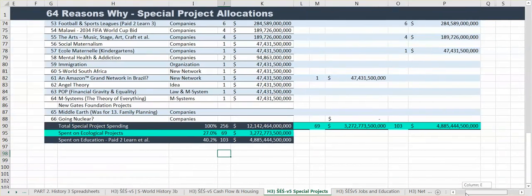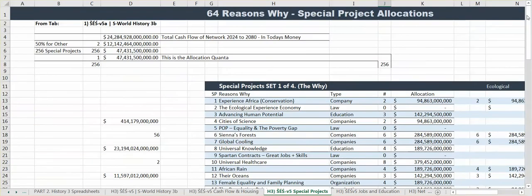Now, this is the key one. This is the money that goes to special projects. Okay, you can see here, that's that 24 trillion. We divide that by two because half of that goes for other things that need to be done to facilitate this. Then the balance of that, 12 trillion, is divided into 256, and I sometimes call that quanta of the special project allocation. And one quanta of a special project allocation is 47 billion. That's over the full length of time, 2024 to 2080.